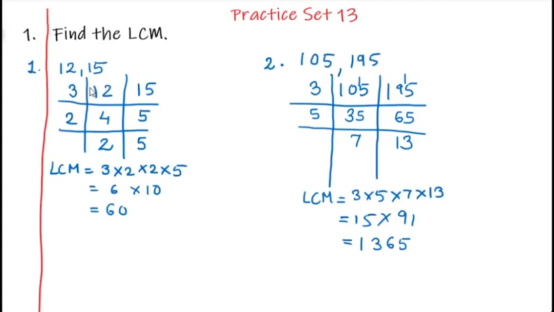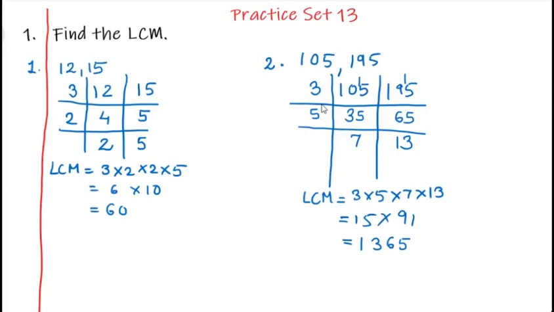We have already learned what is HCF. HCF means the number that divides all the given numbers. So here 3 divides both the numbers. In the same way, students, in this sum 105 and 195, both of these numbers are divisible by 3. And we get the answer 35 and 65. Then 35 and 65, both of them are divisible by 5. So the HCF in this sum will be 3 and 5. 3 multiplied by 5 will give us 15.